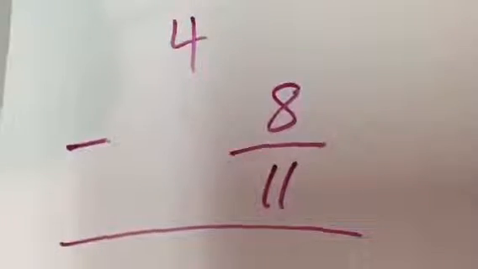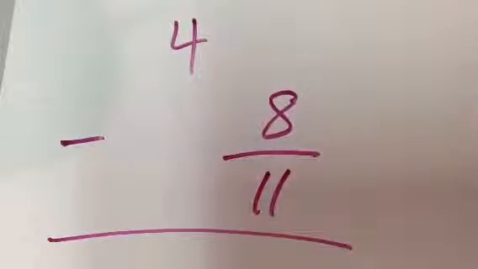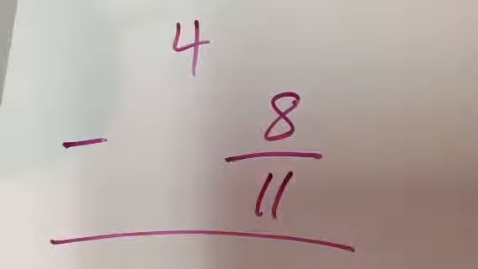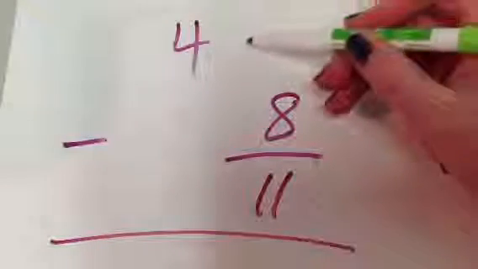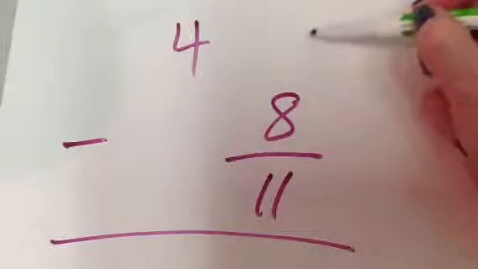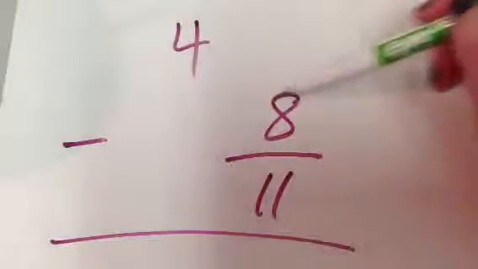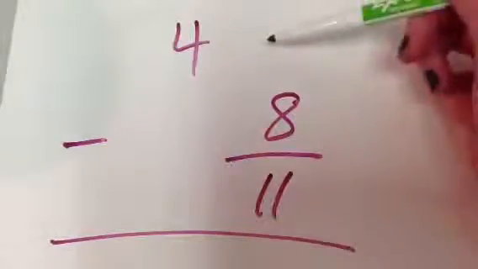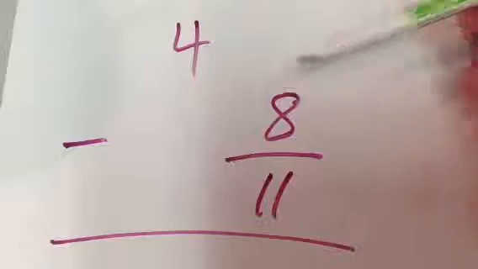Here I have 4 minus 8/11ths. So again, it's like I have this 0 right here in the fraction spot. If this 4 was part of a mixed number, its fraction would live right here. Okay, so again, I have to borrow. I'm going to take 1 away from that 4.